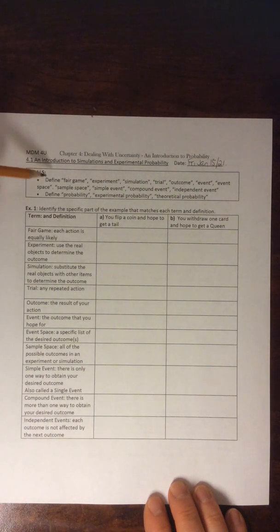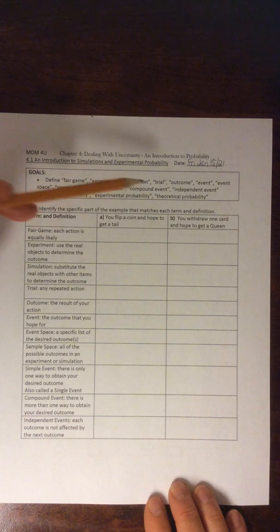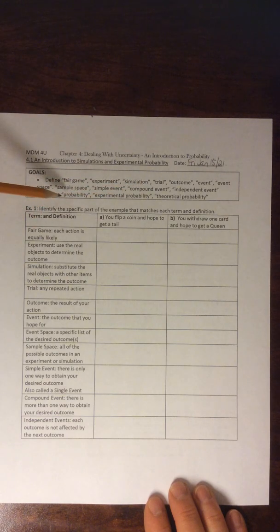We have a number of goals. We're going to define fair game, experiment, simulation, trial, outcome, event, event space, sample space, simple event, compound event, independent event. We're going to define on the back side of the handout probability, experimental probability, and theoretical probability. Example 1.